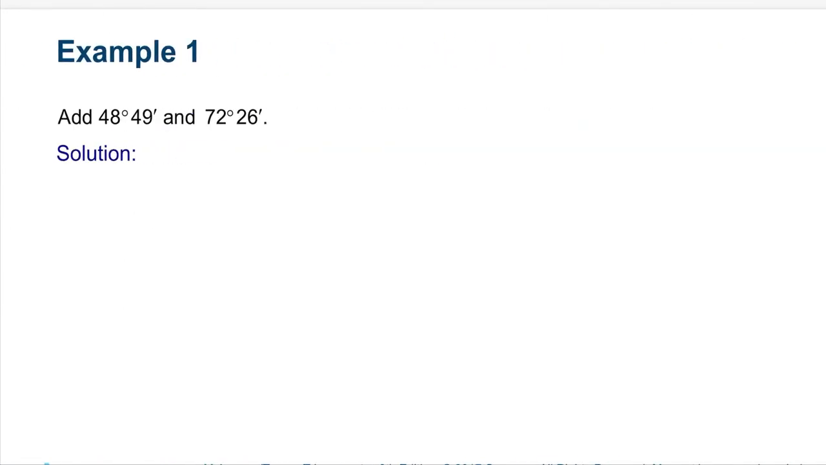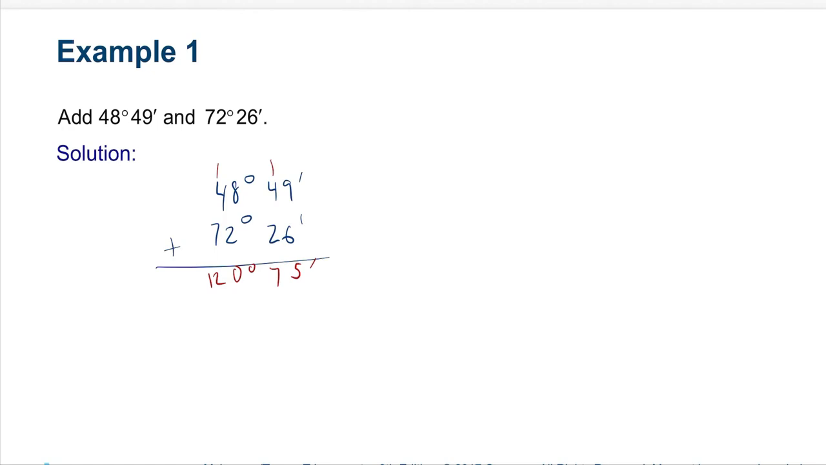So we have an angle that is in degrees followed by minutes, and this one is also degrees followed by minutes, and we need to add them. The way we add them, we can stack them vertically like we would with normal numbers. If you add this like you normally would, you would get 15 here, carry the 1, that's 4, 5, 6, 7 minutes. Over here, the degrees, that would be 10, carry the 1, that's 11, 12, 120 degrees.